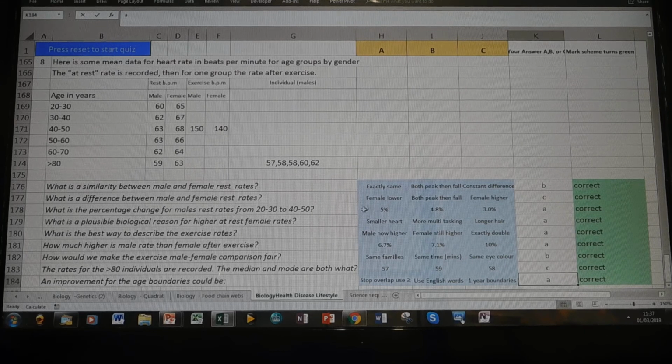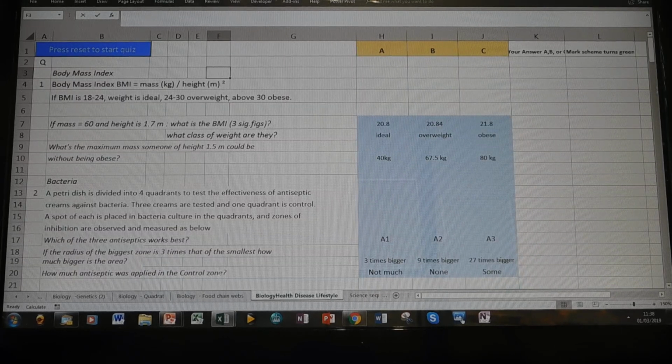But there are also things about percentage change. Percentage change comes in a lot, and we look at the percentage change between the 63 and the 60, and of course that's 5%. If I want to start again, I just clear everything, and we are able to start the quiz again.